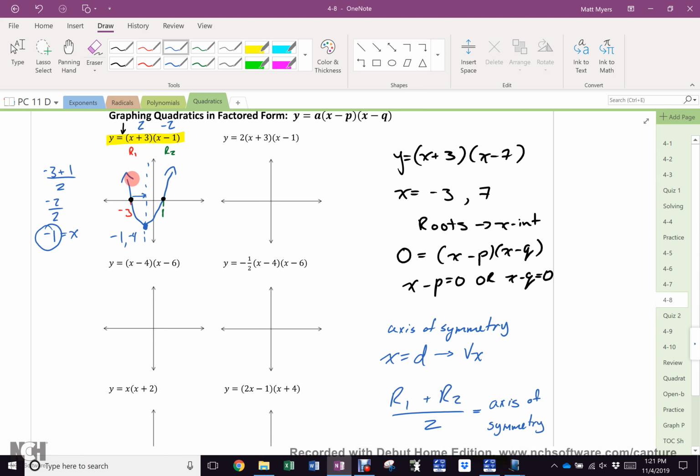So let's look at the next one. Have the roots changed? No. I still have root 1 is negative 3, and I still have root 2, which is positive 1, and I know my axis of symmetry is right in the middle, still at negative 1, but what's changed? There's a stretch of 2.